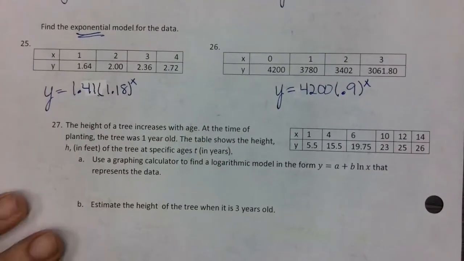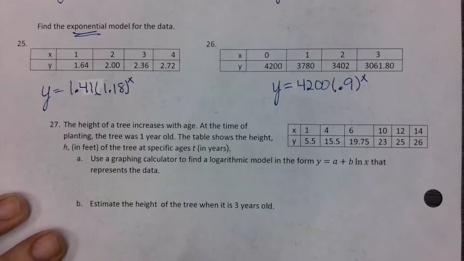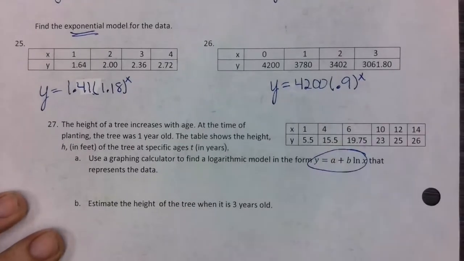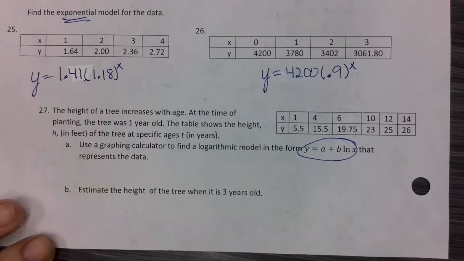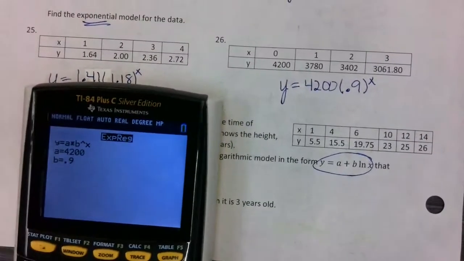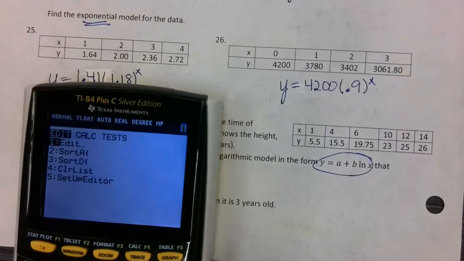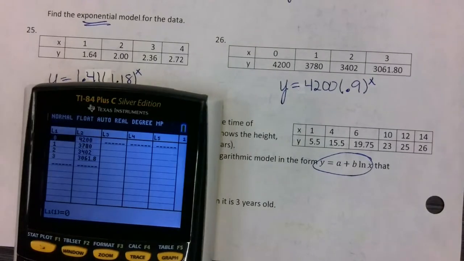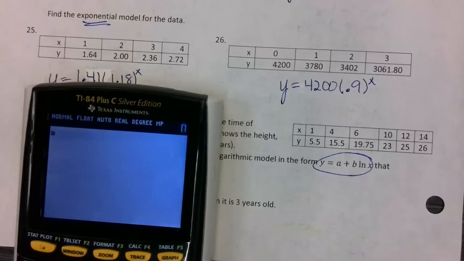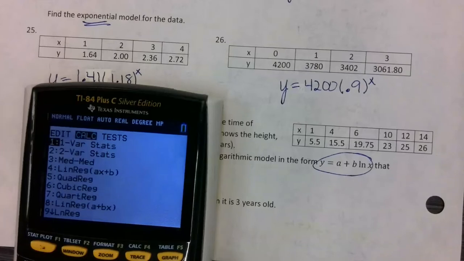Okay. Number 27 gives me this chart and it's telling me it's measuring tree height. This one tells me it wants a natural logarithm function. So I'm going to go back to enter my points. I have 1, 4, 6, 10, 12, 14. Then I have 5.5, 15.5, 19.75, 23, 25, 26. Then I go stat, calc. This time I want ln for natural log, so that's choice 9.